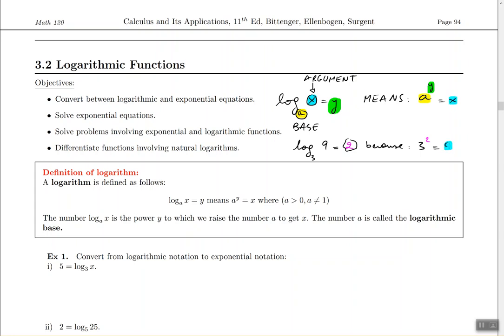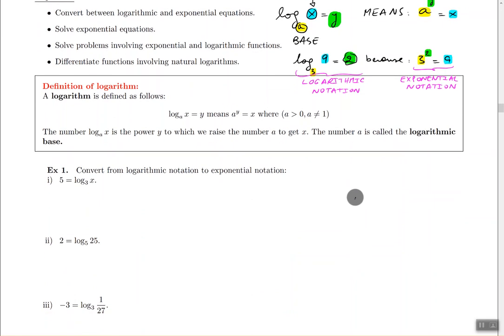That's what we did down here. We took the 9 to the outside. The base was 3, so I kept it in the base location, and the 2 was the answer, and I put it in the power. So that's how it's going to work. Now, the first notation that I started with is called the logarithmic notation. The second notation, where the word log does not show up, is called exponential notation. So in the first couple of problems, what we're going to be doing is practicing going from logarithmic notation to exponential notation and from exponential notation to logarithmic notation.